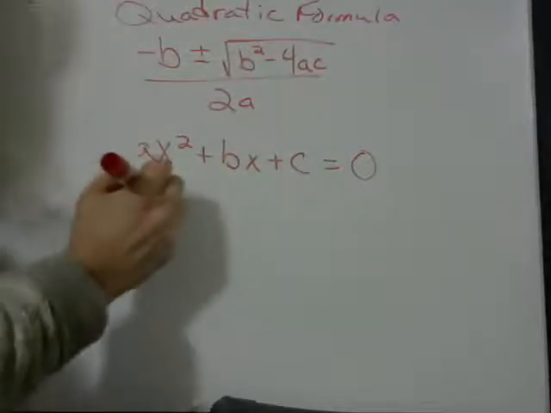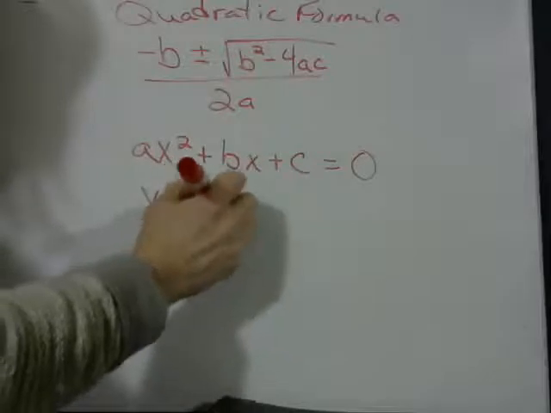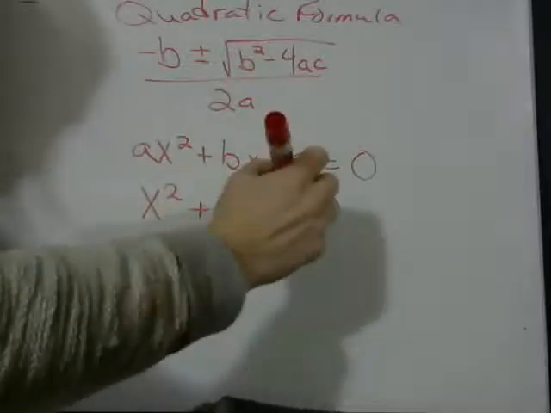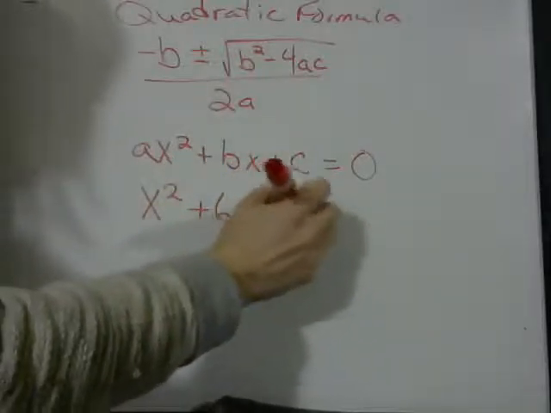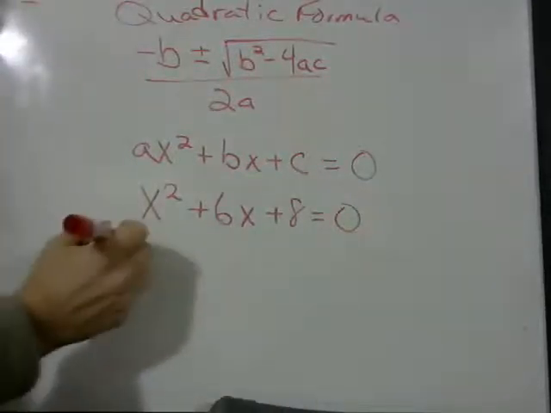So let's say we have x squared plus 6x plus 8 equals 0. So what is a in this?